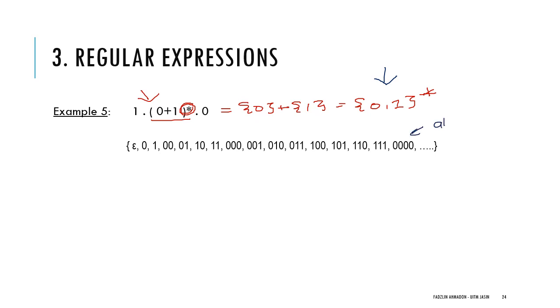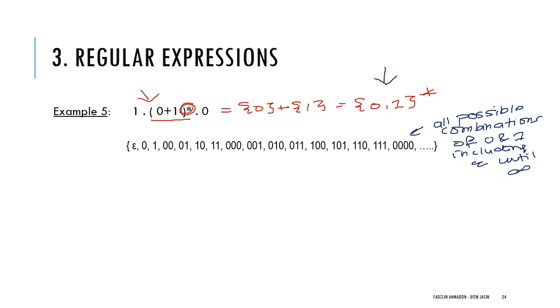all possible combinations of 0 and 1, including epsilon, until infinity. So all possible combinations of 0 and 1. Any string that has 0 and 1 would fall under 0, 1 star.